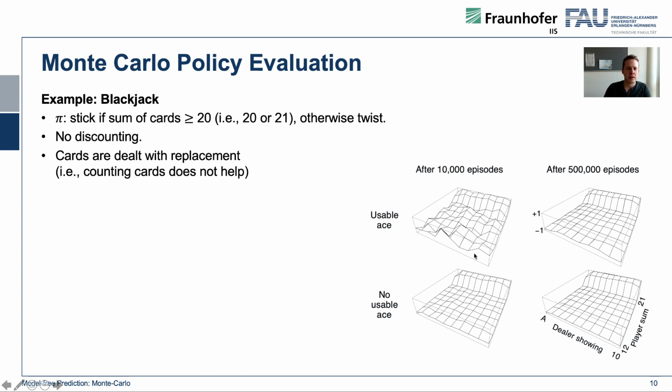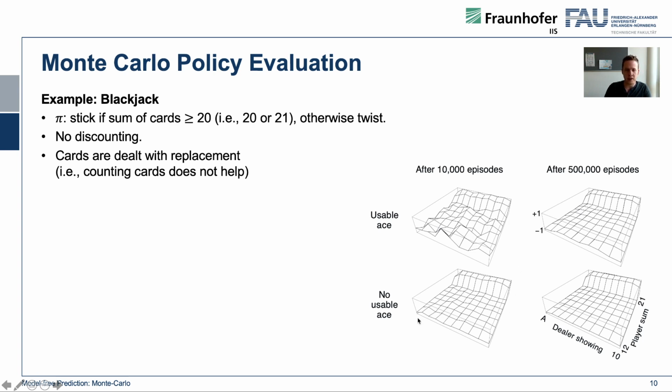What you see here is the value function, or the winning probability in a sense, as a function of the dealer's showing card and the player's sum. Of course, we differentiate between whether you have a usable ace or not, but let's ignore this at this point. If you do Monte Carlo policy evaluation, running a lot of episodes to estimate the value function, after 10,000 episodes you will see something like this: a very bumpy version of the value function with a lot of variance and noise in it.